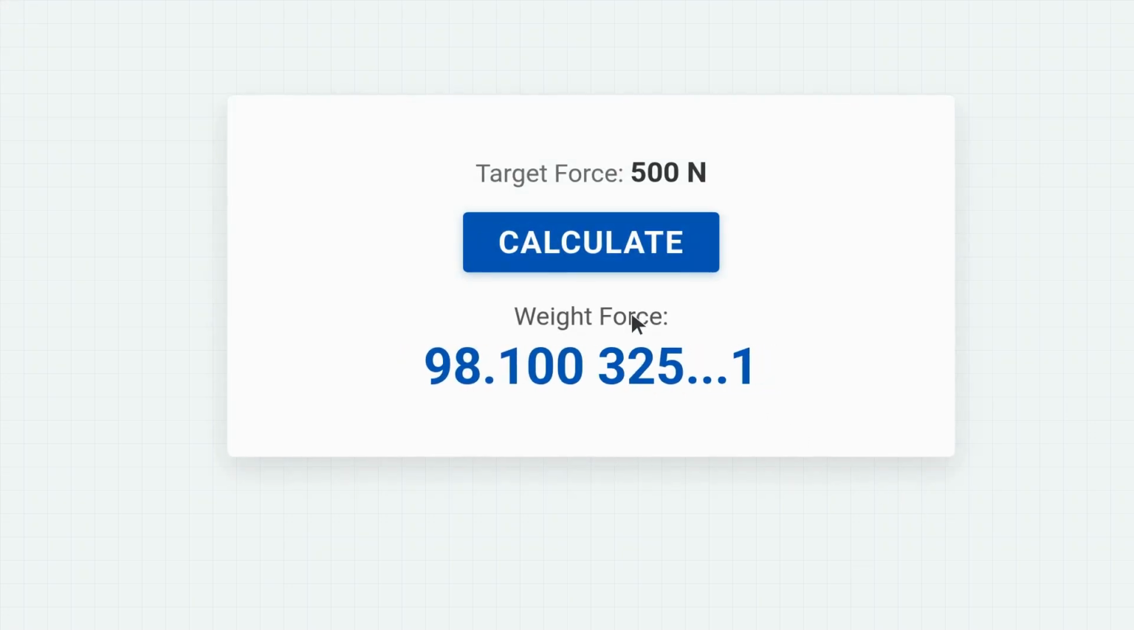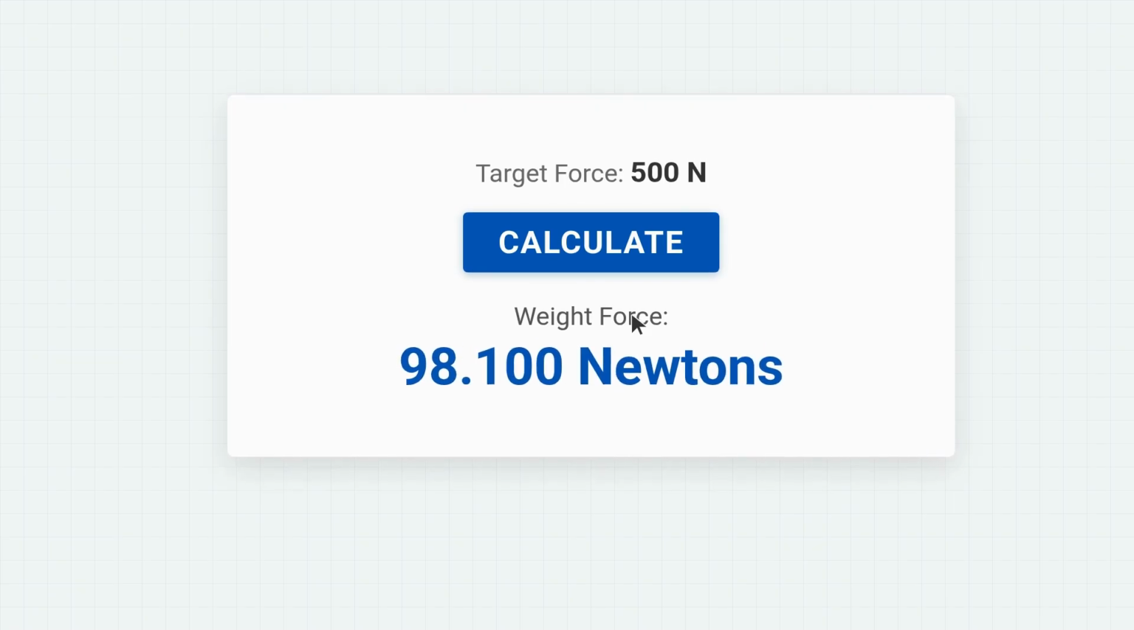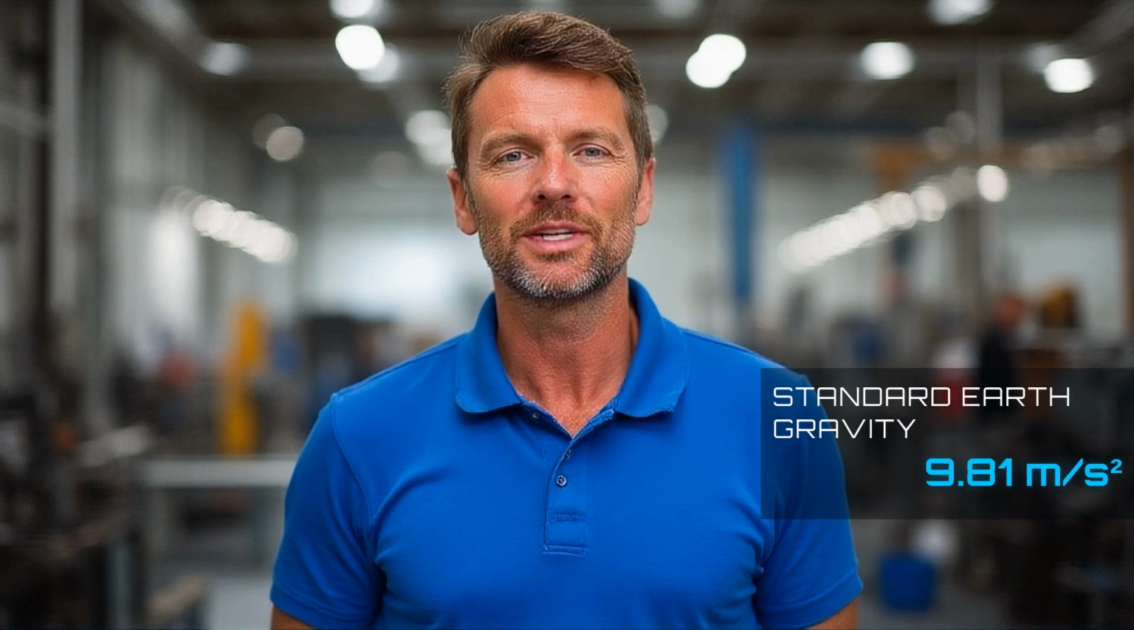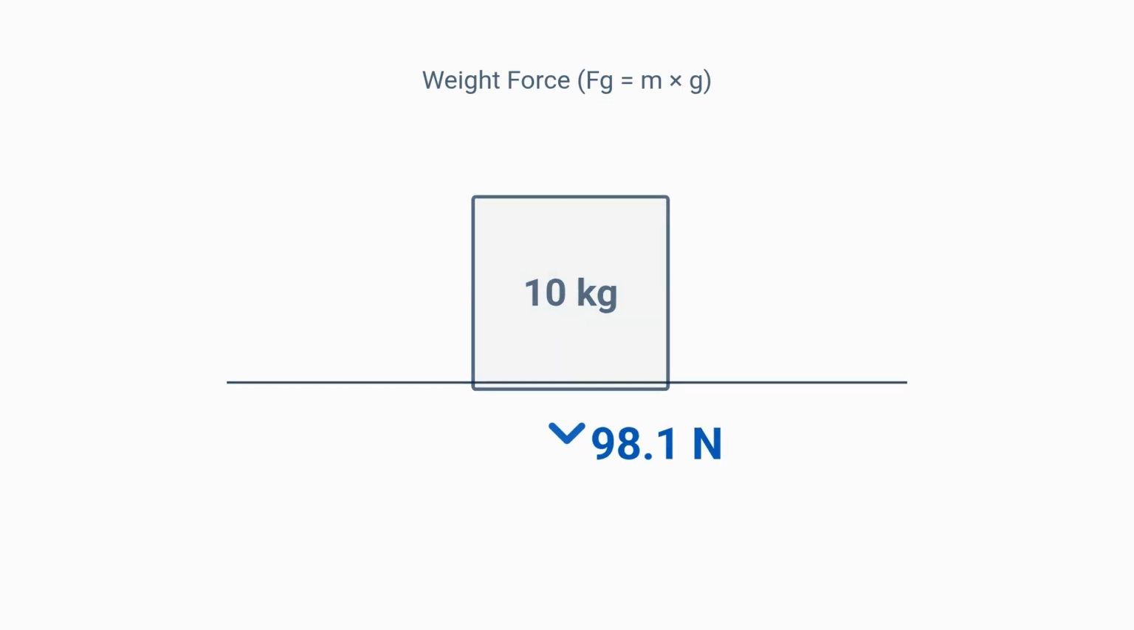After clicking Calculate, the results show weight force equals 98.100 newtons. The result note confirms this uses standard Earth gravity at 9.81 meters per second squared, and the weight force represents the gravitational pull on this mass at Earth's surface. This demonstrates that a 10 kilogram mass experiences 98.1 newtons of force under Earth's gravity.